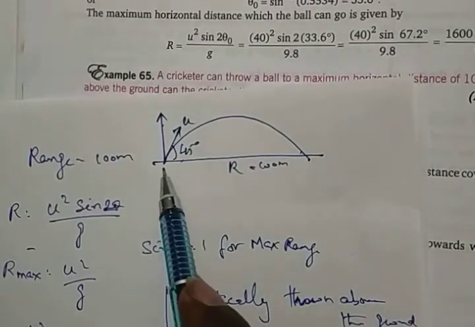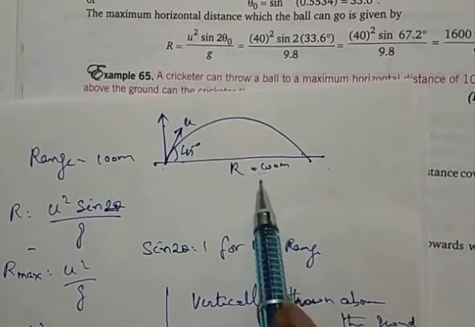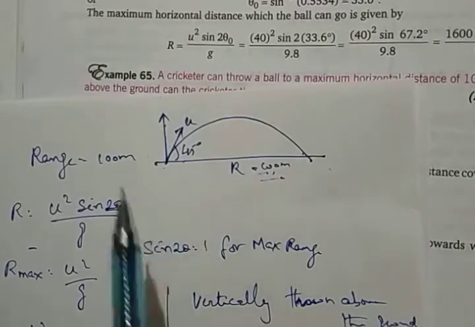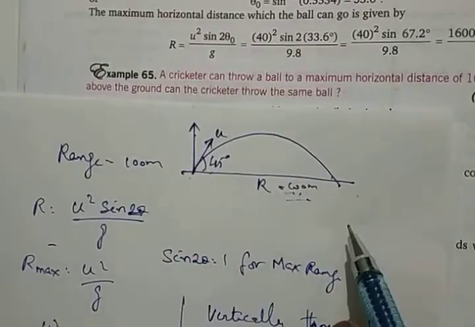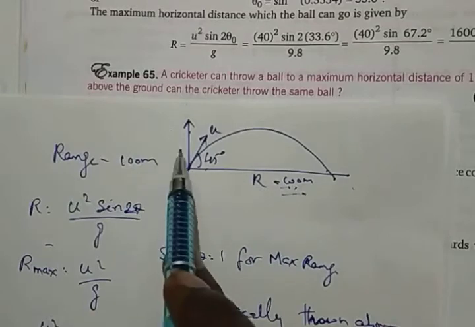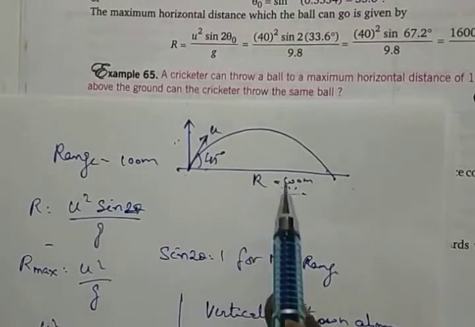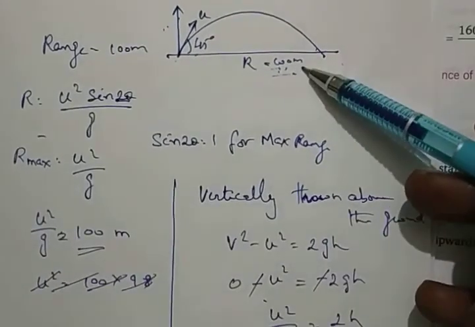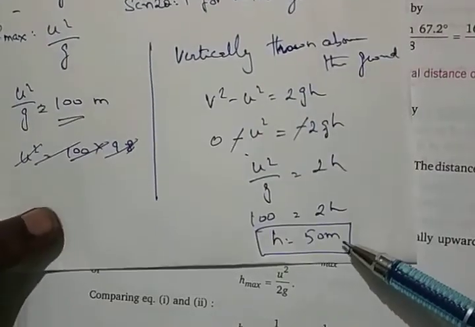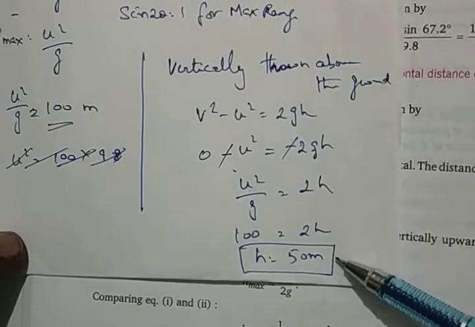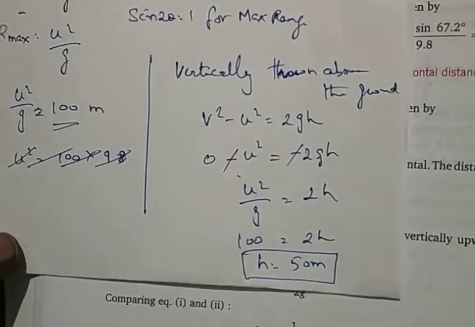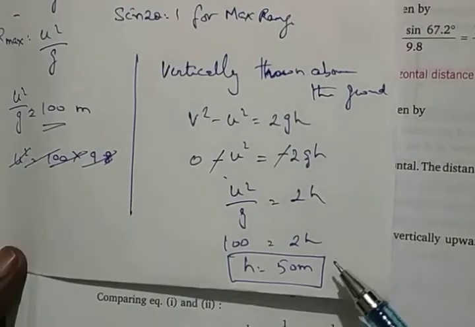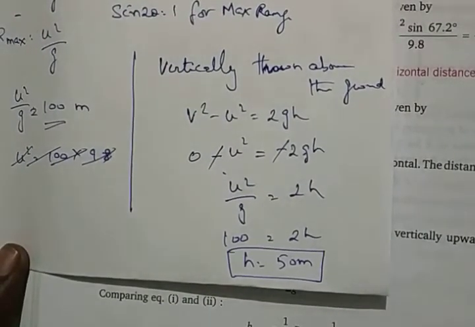If you are throwing a ball to a maximum range, whatever the distance it is, half of that distance is the height reached if you throw with the same velocity upward. It can be asked in another question: prove that the height achieved is half the maximum range. That can also be the question. So here it says maximum range is 100 and with the same velocity, height is going to be only 50 meters. So you get the ratio for the maximum range and the height thrown with the same velocity. We'll move to the next question now.